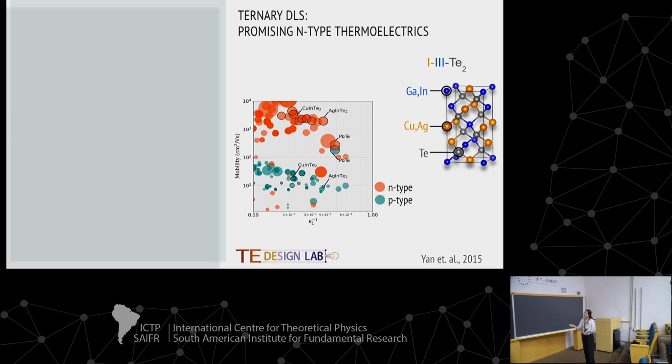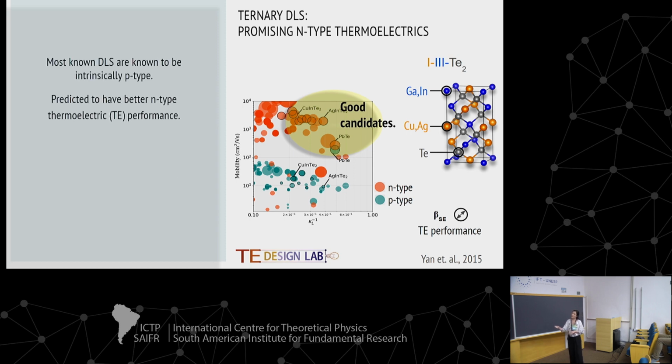Recently, Jan and collaborators have done a high-throughput search for thermoelectric candidates, and they have identified these DLS as good candidates. Here we have the predicted mobility as a function of the inverse of lattice thermal conductivity. Good candidates are in this region, and the size of these circles represents the thermoelectric performance. These DLS compounds are predicted to have good performance if they are doped N-type. P-type compounds are predicted to have much lower efficiency.